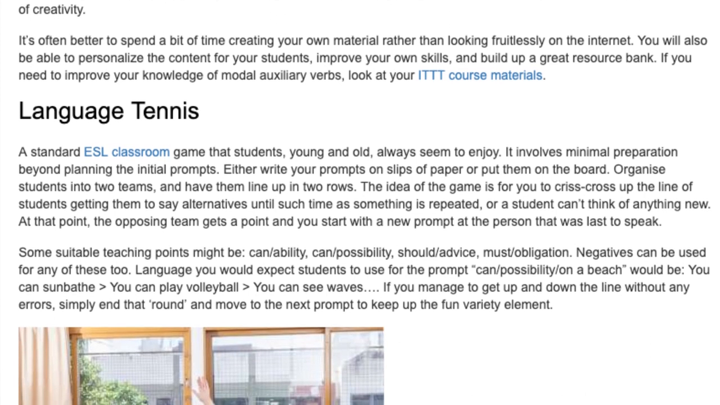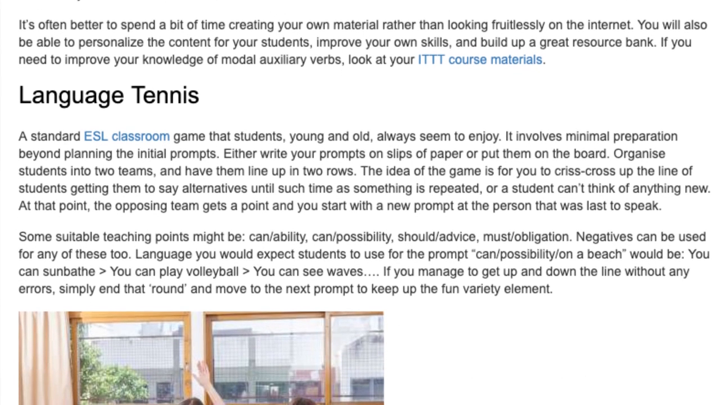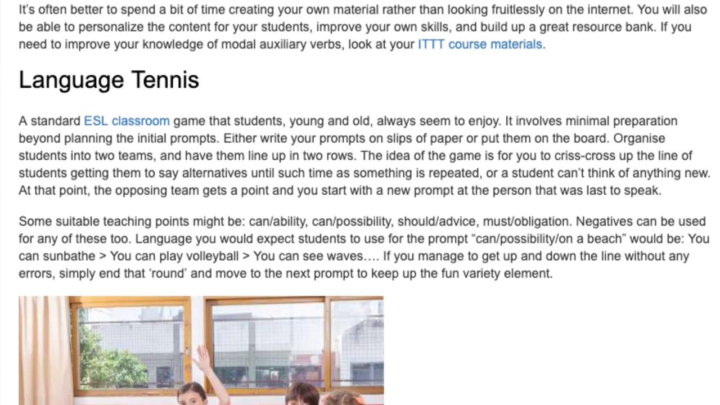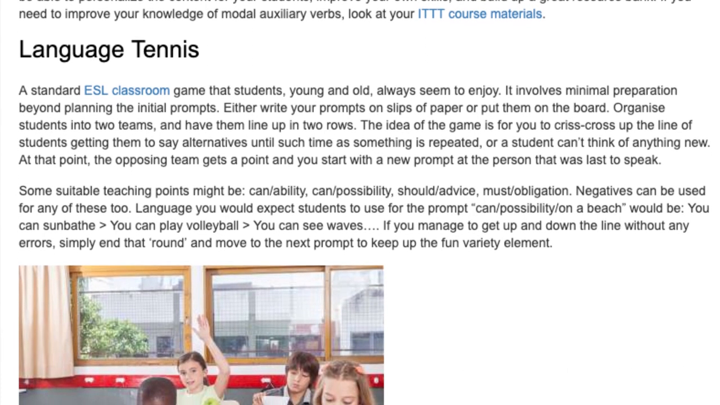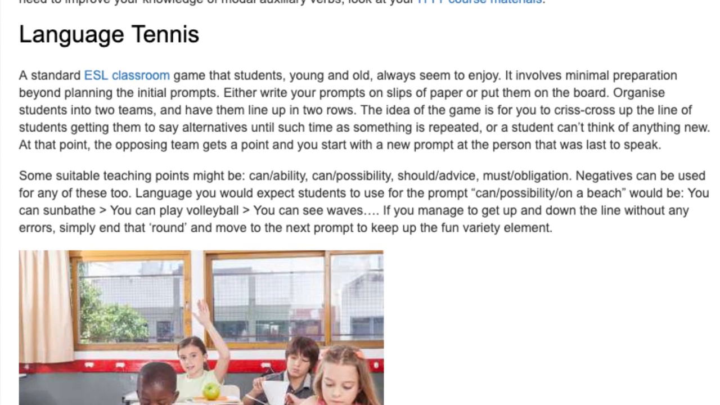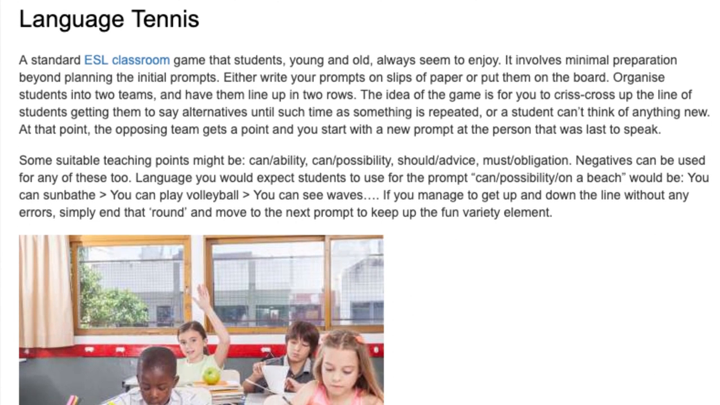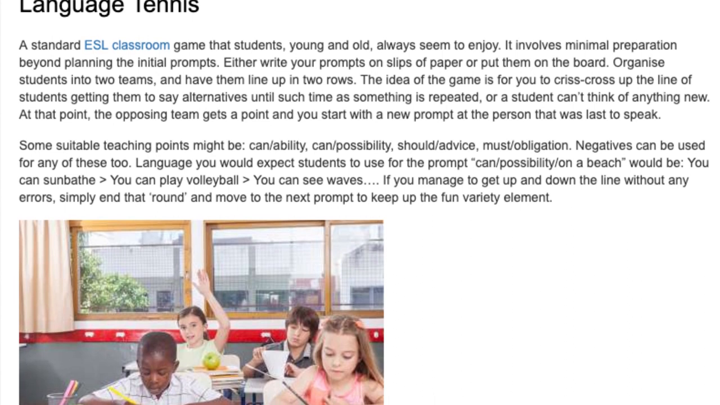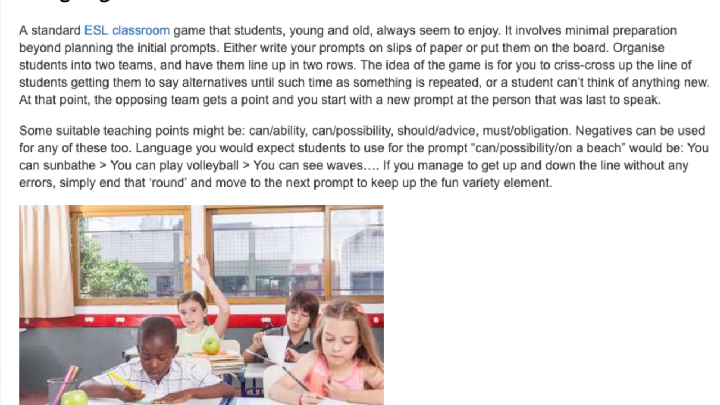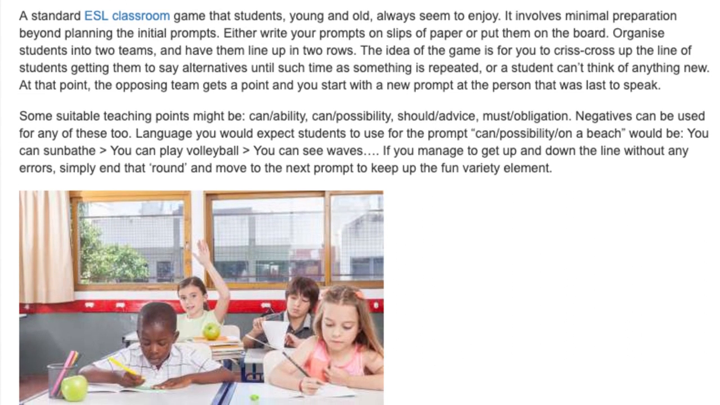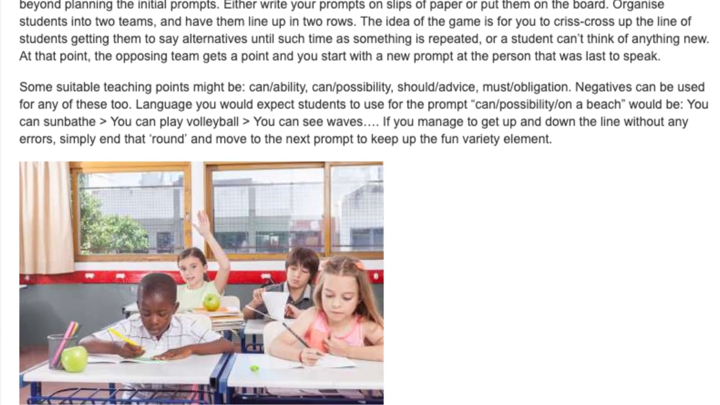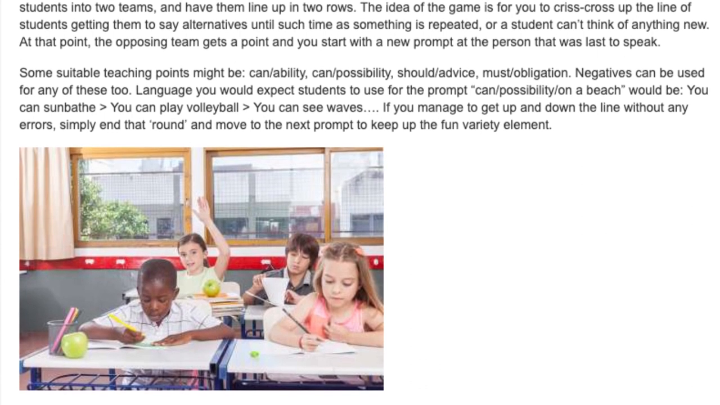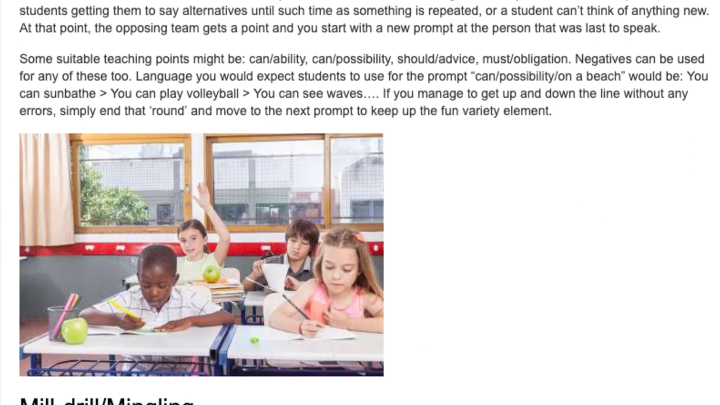The idea of the game is for you to crisscross up the line of students, getting them to say alternatives until such time as something is repeated or a student can't think of anything new. At that point, the opposing team gets a point, and you start with a new prompt at the person that was last to speak. Some suitable teaching points might be can ability, can possibility, should advice, must obligation. Negatives can be used for any of these too.